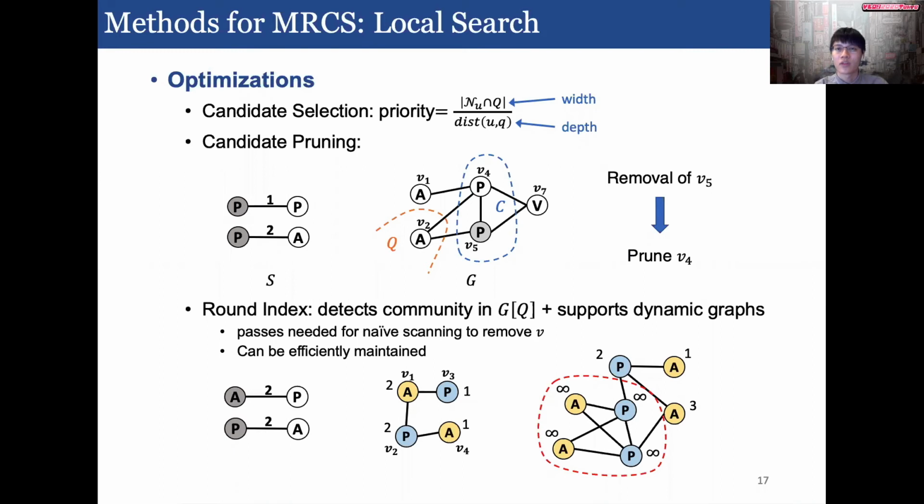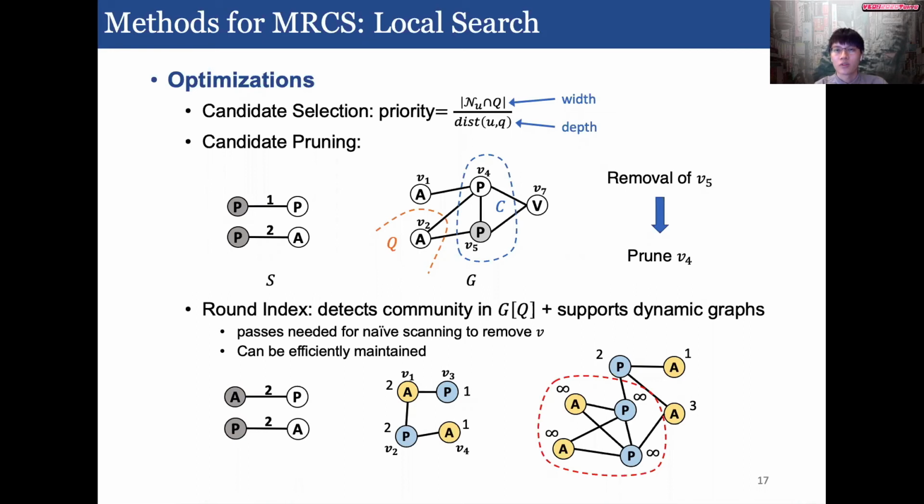We also use candidate pruning to remove candidates in advance, so that Q is kept small. For example, V4 is a candidate which satisfies the schema. However, if we know that V5 violates the schema, we also know that V4 cannot be in any community. So using the message passing approach, we can remove V5 and V4 from the candidates. This can effectively reduce the searching space.